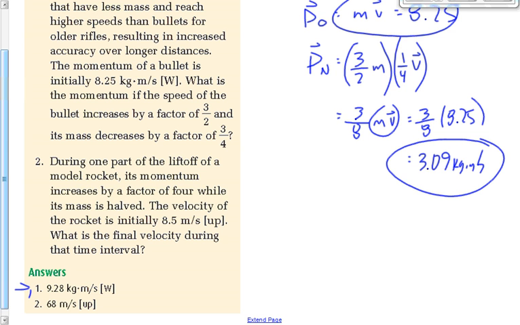Question 2. During one part of the liftoff of a model rocket, its momentum increases by a factor of 4. Its mass is halved. The velocity was initially 8.5. What's the velocity now? This time we've got to take a rearranged form of that equation, set that equal to my original velocity, and then set that velocity equal to 8.5.